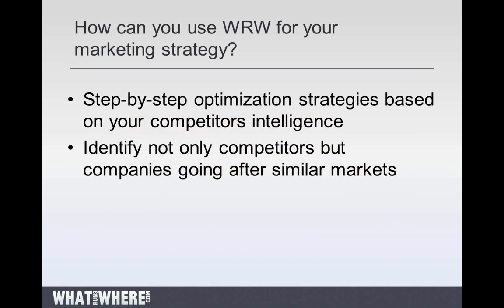So how can you use WhatRunsWhere for your marketing strategy? Step-by-step optimization strategies based on your competitors' intelligence. So what if I was going into WhatRunsWhere as a platform, I can type in anybody online and see their whole display marketing campaign. We'll use an example of a car company. Let's say that I'm Ford. I would type in Toyota and Hyundai and Nissan, and I would keep going, but that's a very logical step.